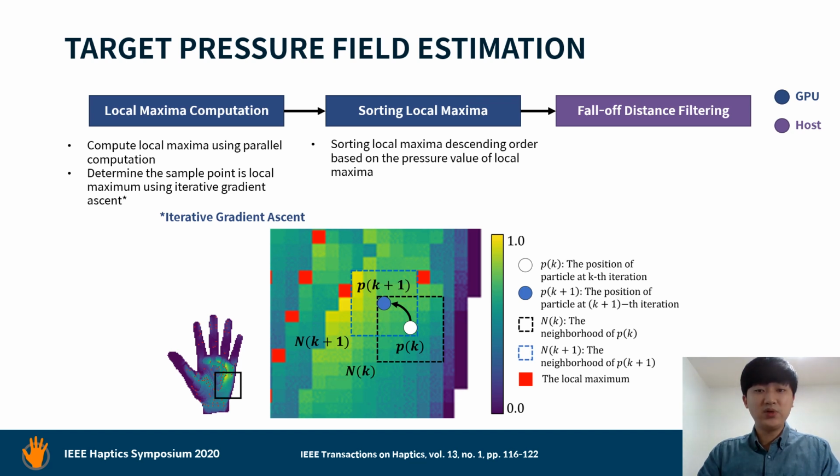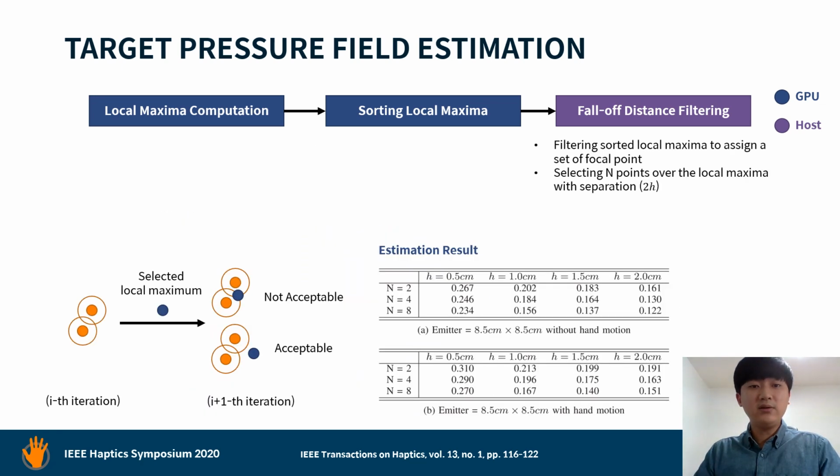First, we compute local maxima from the target pressure field using parallel computation. For each cell, we use an iterative gradient ascent to find its local maximum. Second, we sort the local maxima into descending order based on their pressure values. Finally, we select n focal points which can be modulated in the ultrasonic mid-air haptic device.